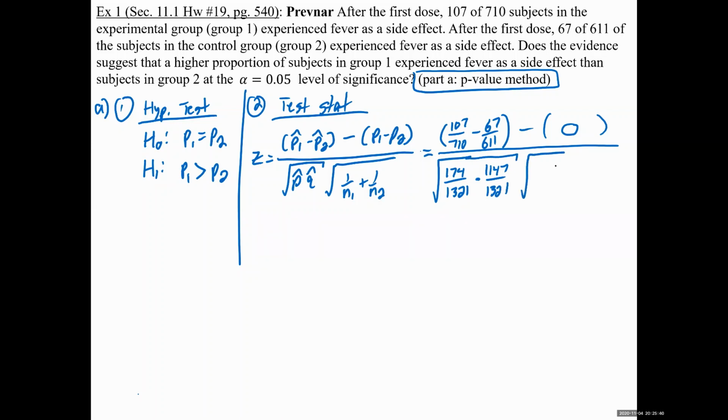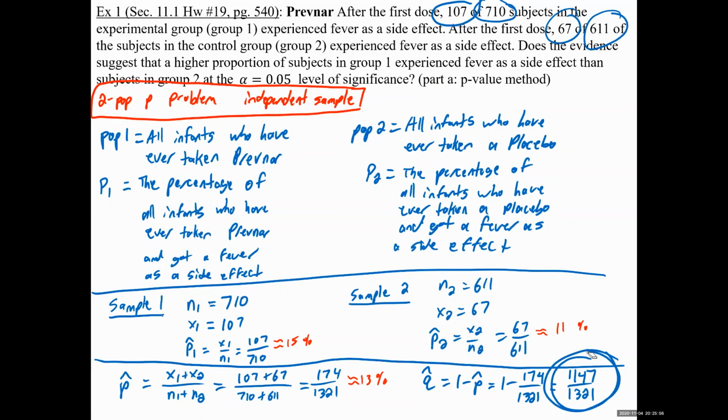And then another square root, 1 over n1. n1 was 710, and n2 was 611. That's 1 over n2. So you just fill into the formula. All right, now I've got to calculate this. Okay, so this is slightly tricky. So let's pull out the calculator and calculate this.